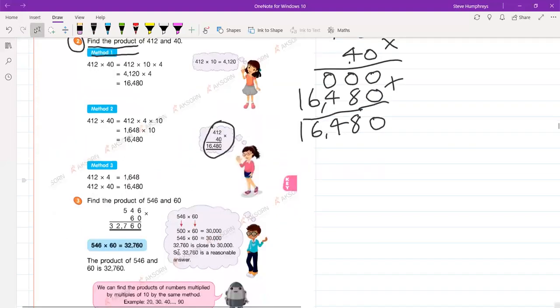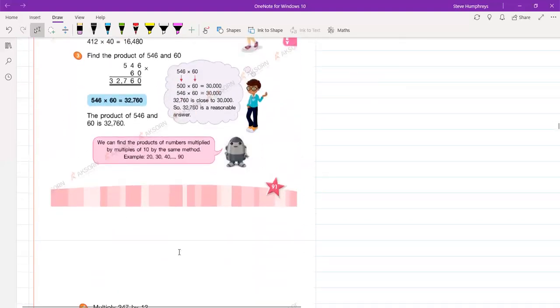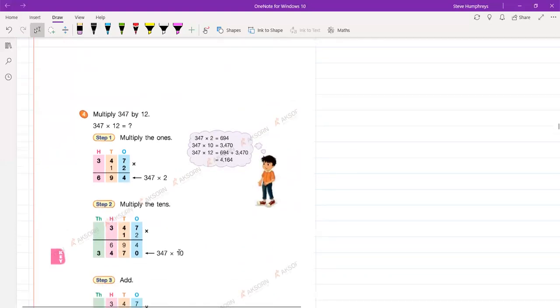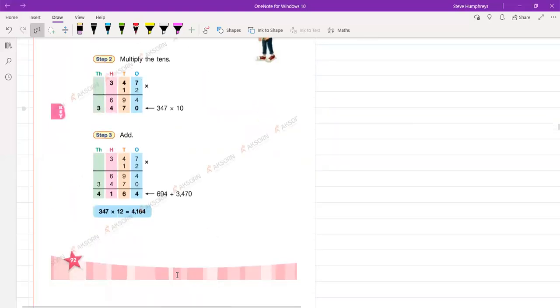There are some more examples. Right, try this one. This is going to be a little bit different. You don't have a 0 in this one. Number 4. Let's do this one. Number 4 on page 92.